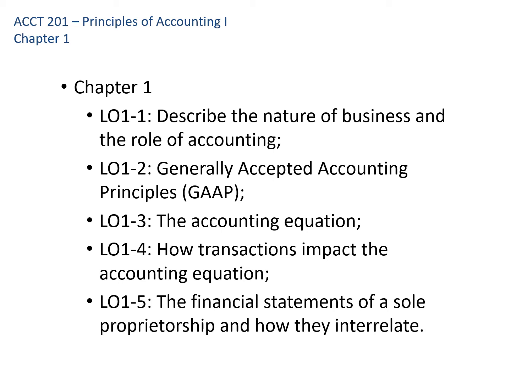In this chapter, I'm going to start with the big picture, talk about what accounting is, how it relates to business, how the two interrelate. Talk a little bit about generally accepted accounting principles, which are the rules that accountants follow. I'll talk about the accounting equation, which is a fundamental, foundational thing for understanding accounting, so that's really important that you get that. Talk about how transactions affect that accounting equation, and then we'll do a quick overview of financial statements so you can see what they look like.